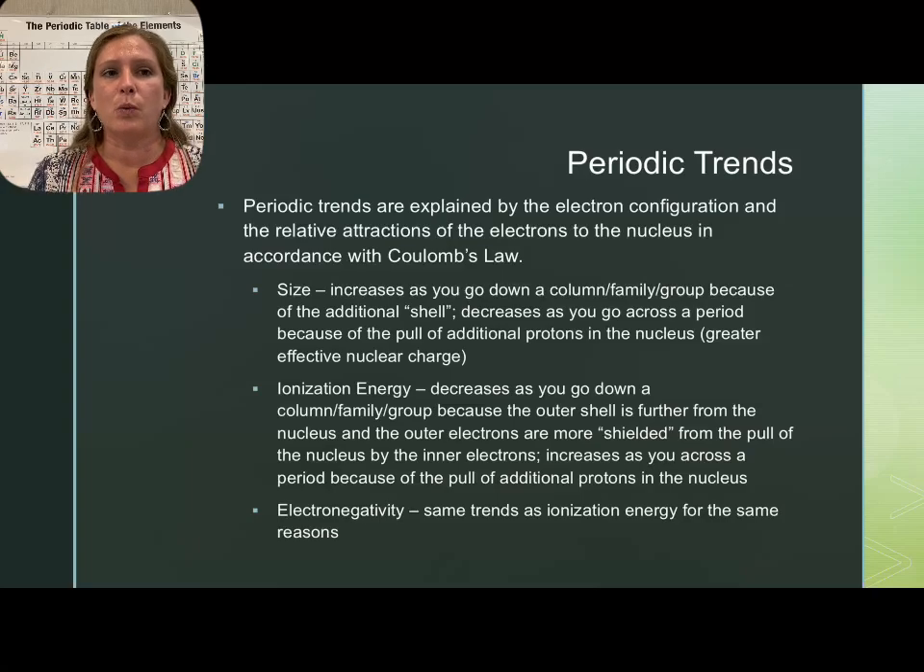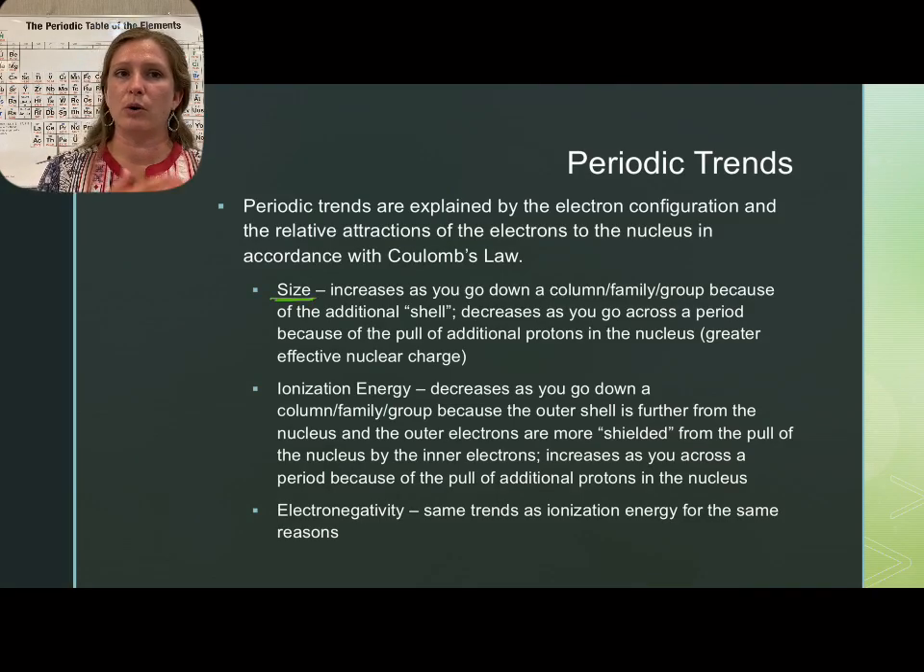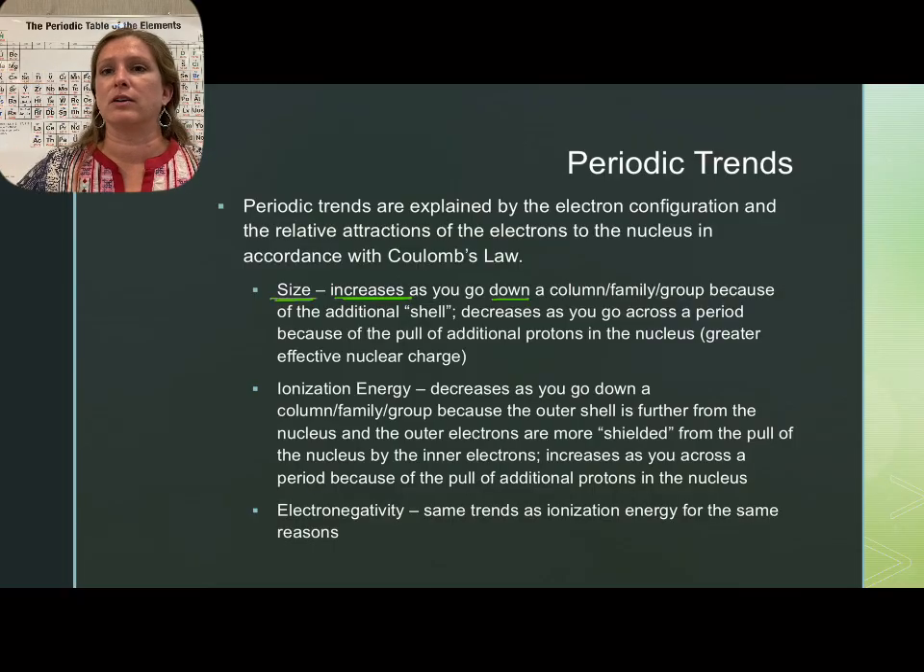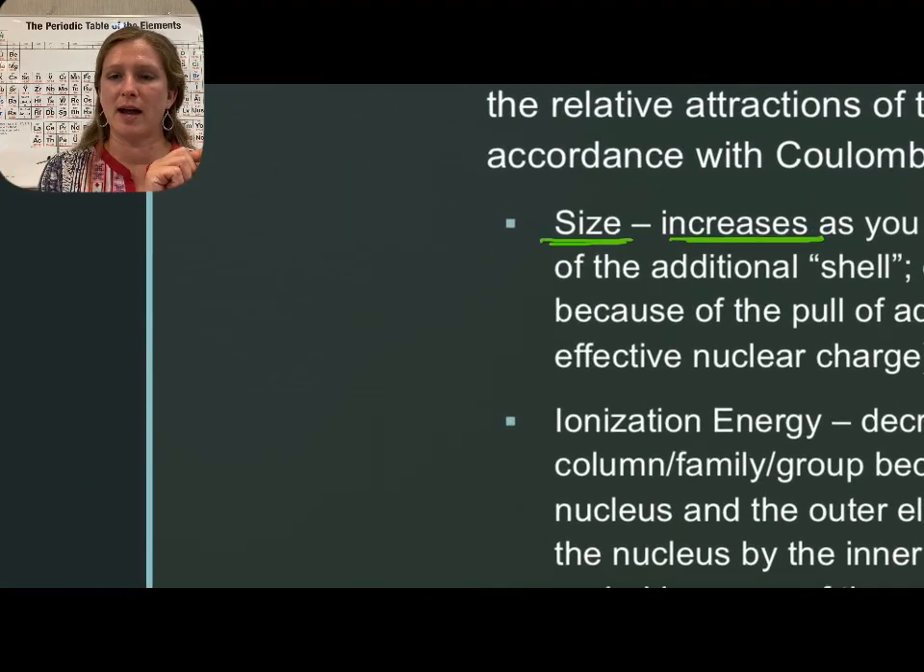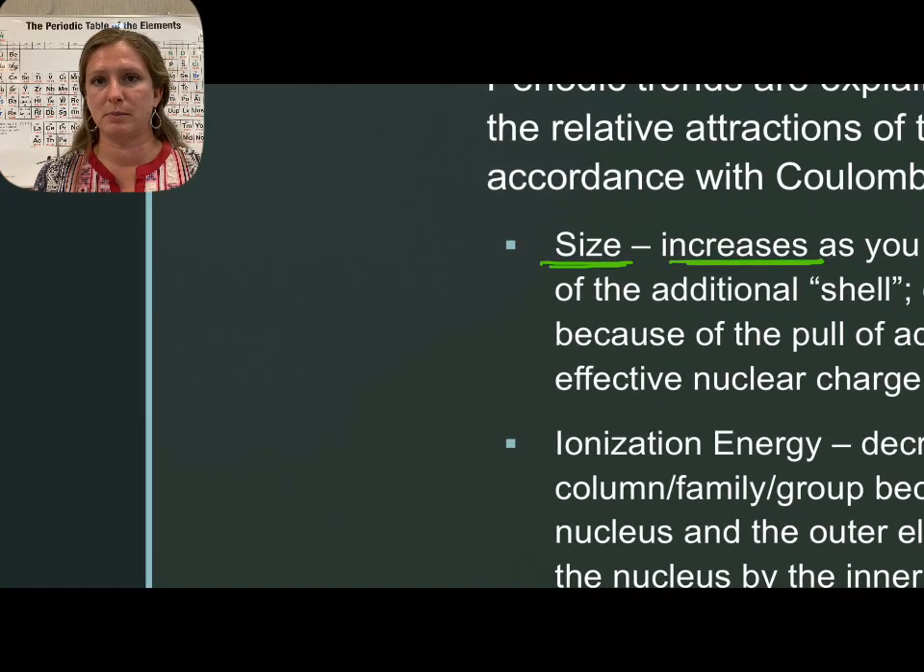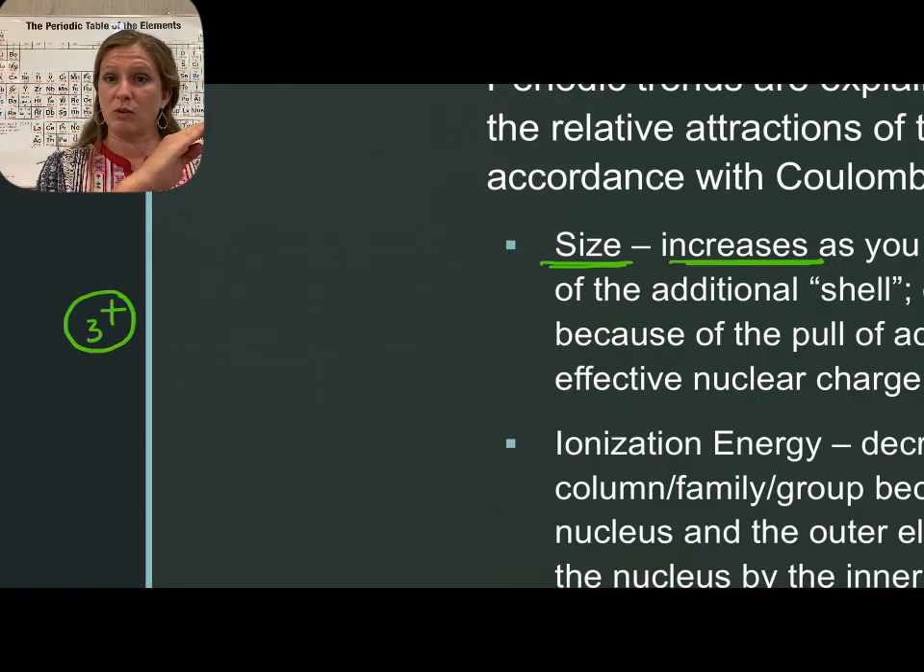The first one is size, remembering that as you go down on the periodic table, the size increases because you're adding a new shell. That's relatively intuitive. We know that as the number gets bigger, the size gets bigger. But what's counterintuitive is what happens as you go across the periodic table. Remember we said that as you go across the periodic table, they're all in the same shell.